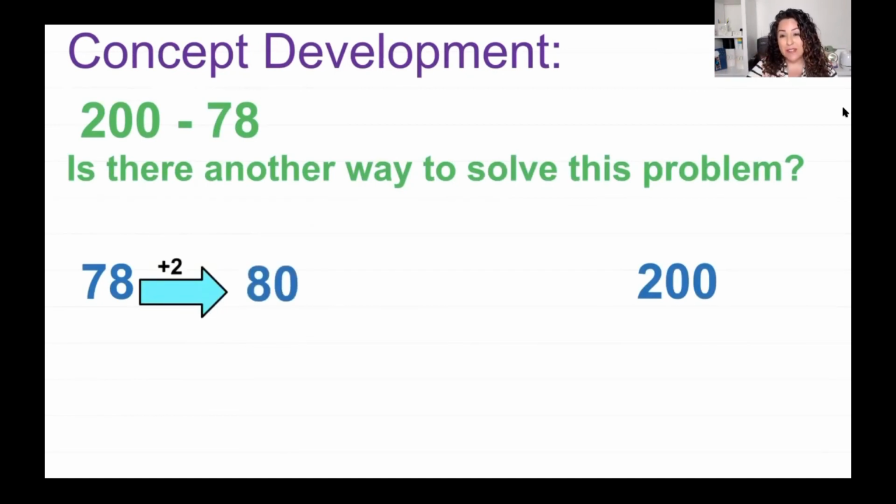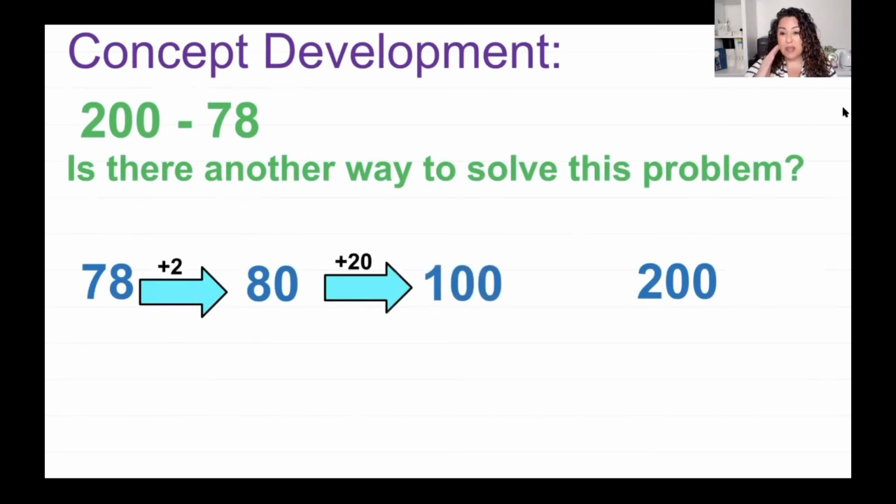So I know that 78, if I have 8 in the 1s place, I need 2 1s to get to a 0 number, a nice friendly number. So 78 plus 2 is equal to 80. Now, what's our next friendly number? I can go to 90, but I can also go to 100. So 90, 100. 2 10 jumps. So 20 more is 100.